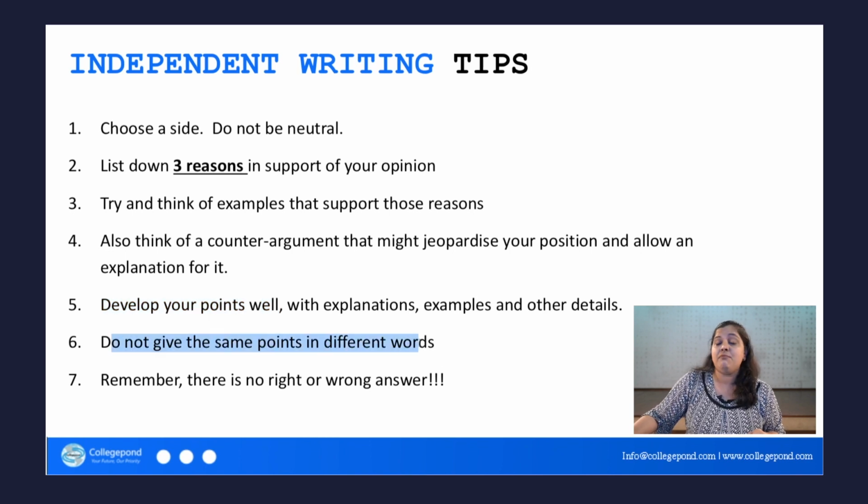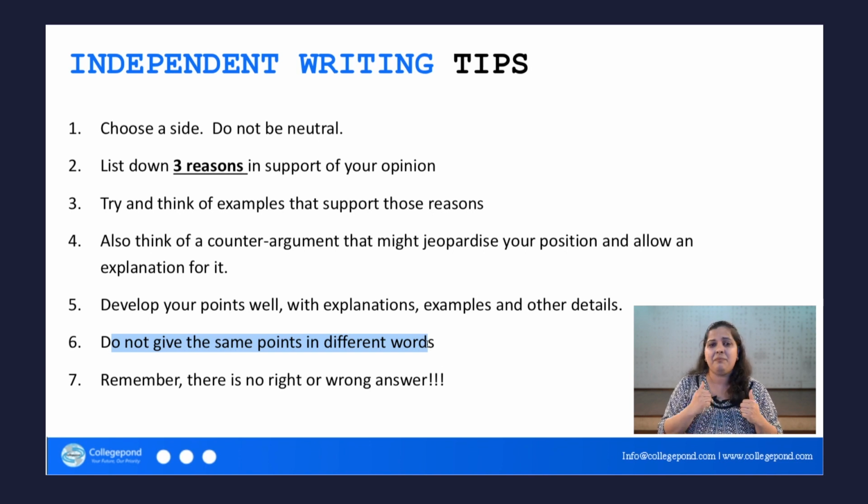Do not give the same points in different words. This is a mistake that a lot of people make. They think that these are 2 different points that they have written down, but if you carefully look at your points and evaluate them, you will figure out that they're actually 1 point. They're talking about one and the same thing, just in different words. So don't present your points like that.